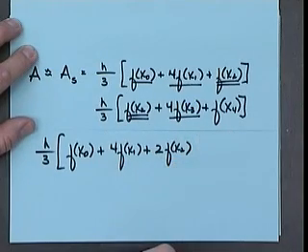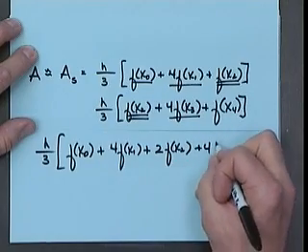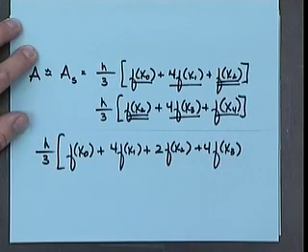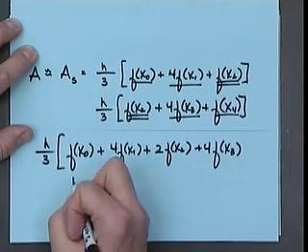Here's 4 f of x3. Do you see any other f of x3s? Now, here's an f of x4. Will there be another if I were to continue this with another parabolic region? There would be another f of x4.